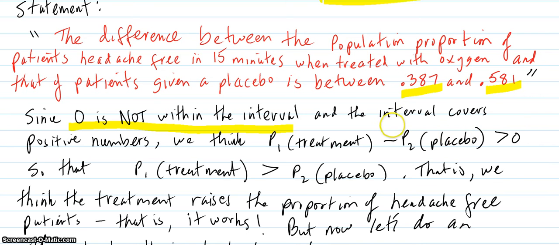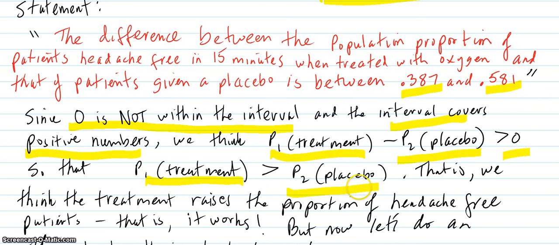And the interval covers just positive numbers also. So right now we're thinking that P1, the proportion for the treatment with the oxygen, minus the proportion with the placebo is greater than 0, because it's positive numbers and 0 is not in the interval. So that means that the proportion of the treatment is going to be greater than the proportion of the placebo, by just adding this over to the other side.